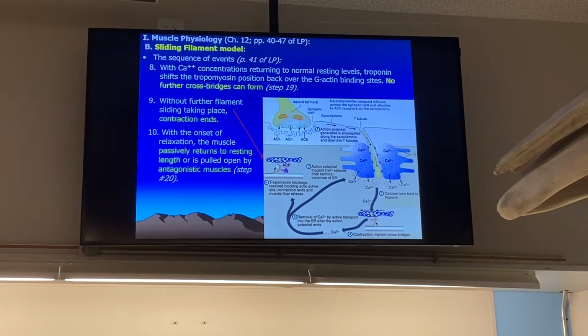And here's something else. The muscle can passively return to resting length or actively be pulled to resting length by a muscle antagonist. Do you guys remember what muscle antagonists are? Yeah. So if you do a muscle contraction with the biceps brachii, you can either just relax it, or you can actively pull it with the triceps brachii. Everybody got it?